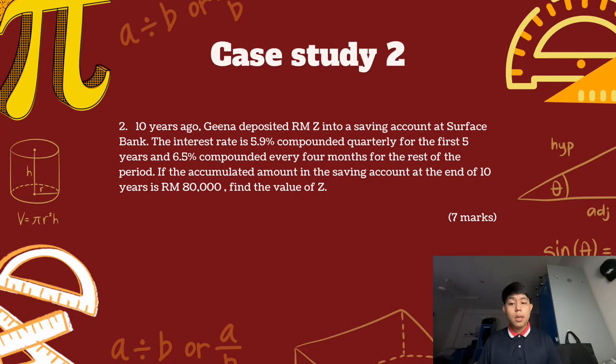Next is case study 2. 10 years ago, Jana deposited ringgit Z into a savings account at Surface Bank. The interest rate is 5.9% compounded quarterly for the first 5 years and 6.5% compounded every 4 months for the rest of the period. If the accumulated amount in the savings account at the end of 10 years is 18,000 Malaysian ringgit, find the value of Z.